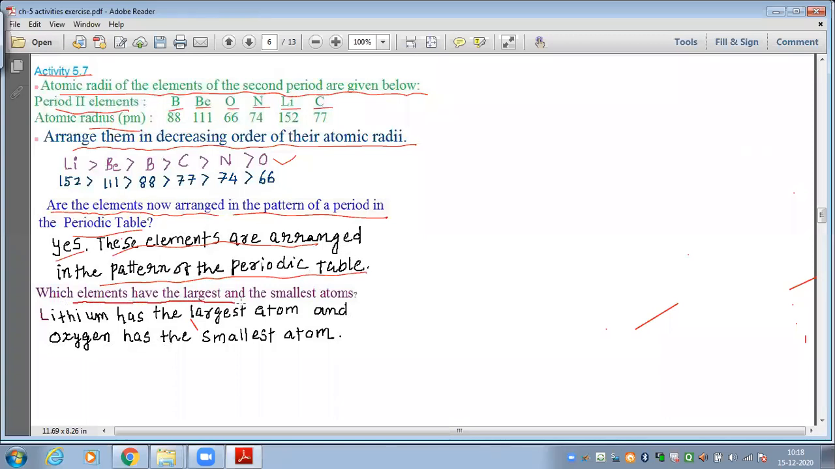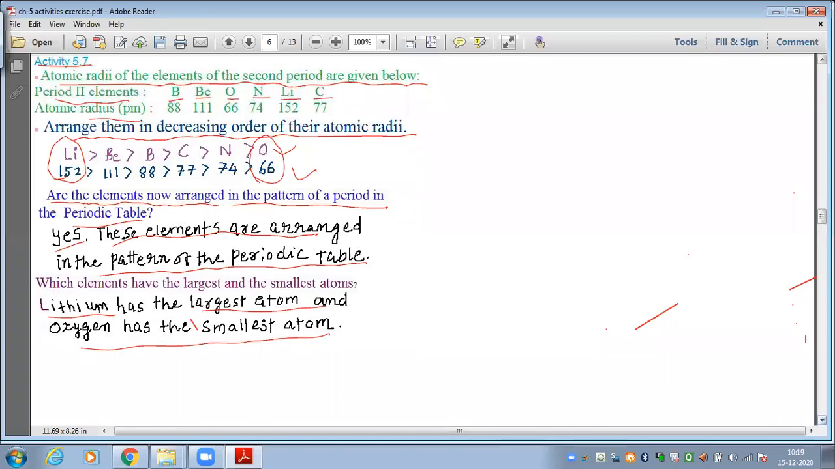Which element has the largest and smallest atom? You can see that the atomic radius of lithium is 152 picometer, and that is why the atomic radius of lithium is the largest. The atomic radius of oxygen is 66 picometer, and that is why its atomic radius is the smallest. So we can easily answer that lithium has the largest atom and oxygen has the smallest atom, my dear students.